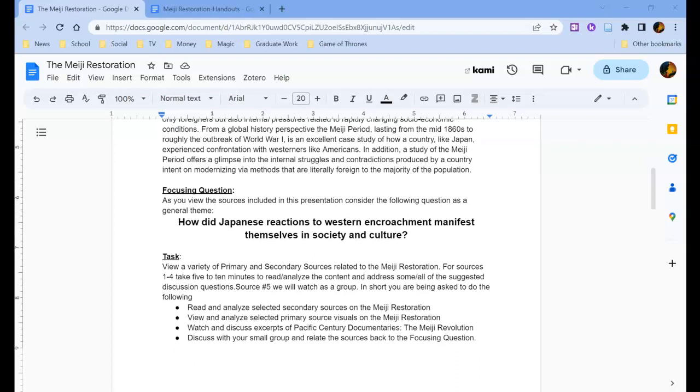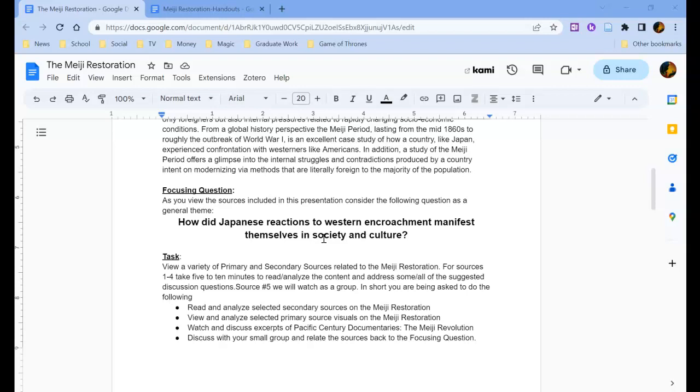So the focusing question I have for this presentation is how do Japanese reactions to Western encroachment manifest themselves in society and culture? The overall idea of the presentation, knowing that we're giving this in about an hour's time, is to have the group, and this is targeted primarily towards upper high school seniors, juniors in an AP level, and undergraduates. This is not graduate level material, but undergraduates in a survey course. This is intended for that audience.